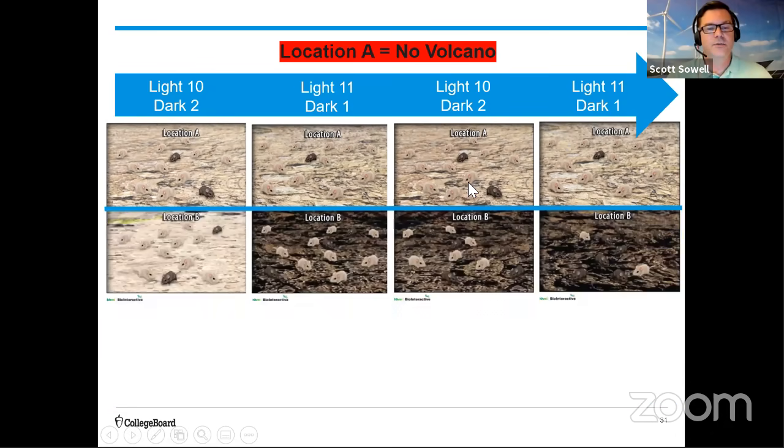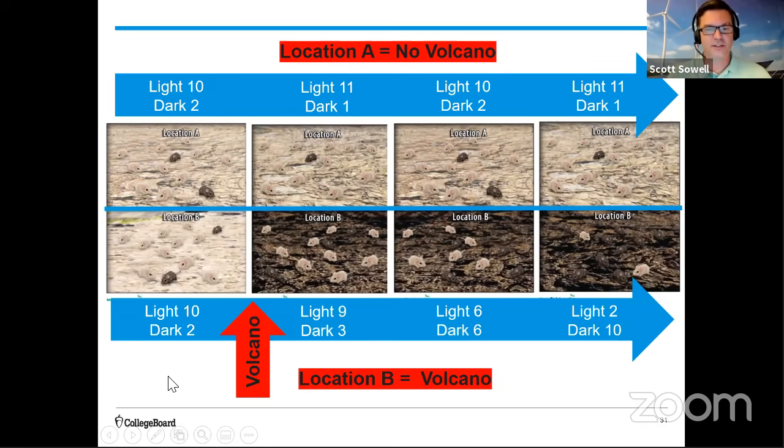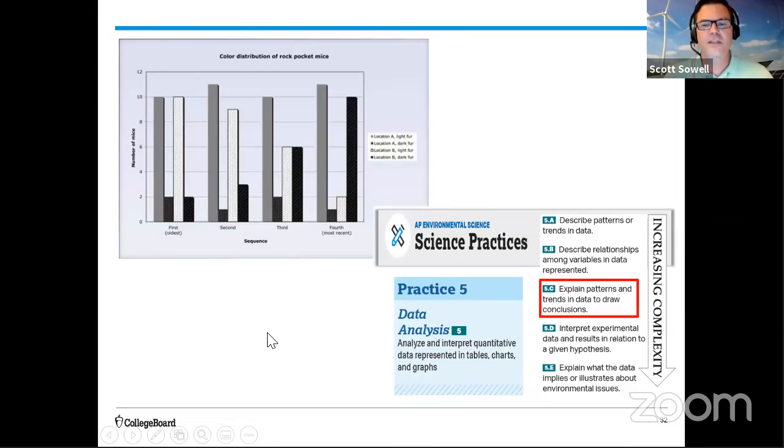But if we look at a situation where we have a volcano, and then all of a sudden we can see the population start to change. The number of light mice decrease and the number of darker furred mice increased. So we can clearly see the effect of that disruption on the ecosystem. Now, one of the things you may be asked to do on an FRQ is to explain patterns and trends in data to draw conclusions.